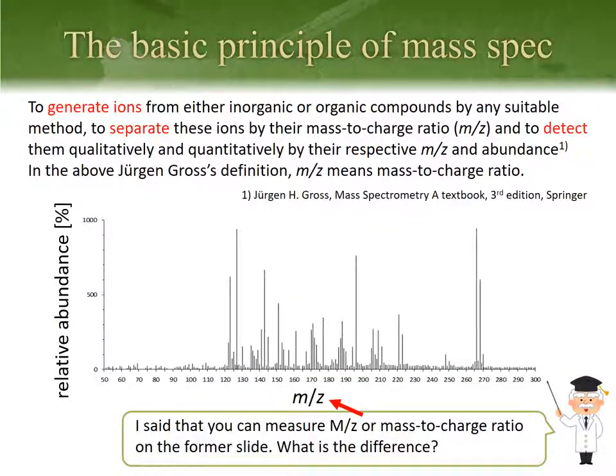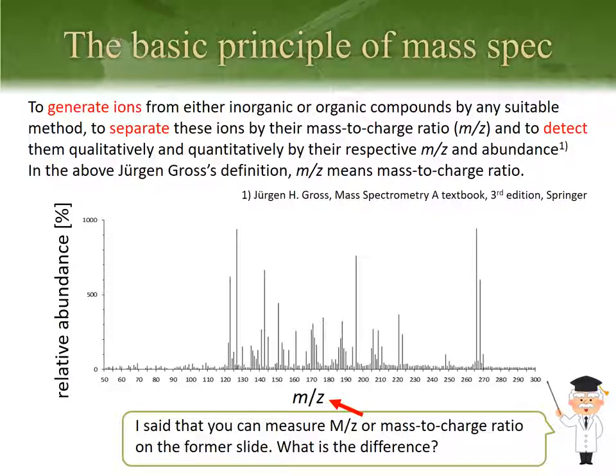Thus, the basic principle of mass spec is to generate ions from either inorganic or organic compounds by any suitable method, to separate these ions by their mass-to-charge ratio, m/z, and to detect them qualitatively and quantitatively by their respective m/z in abundance. That is the basic principle of mass spec.